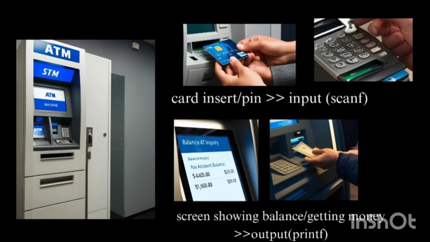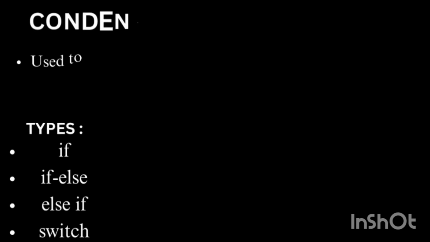Let's now talk about input and output in C programming. First, what are input and output? Input means giving information to a program, and output means getting results or messages from the program. In C, we use special functions to handle this. scanf is used to take input from the user, and printf is used to display output to the screen.